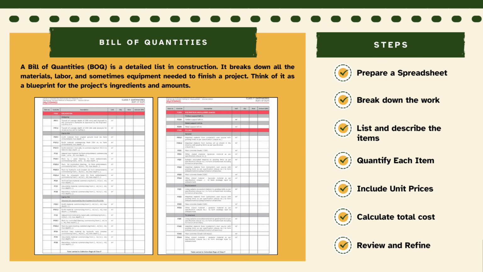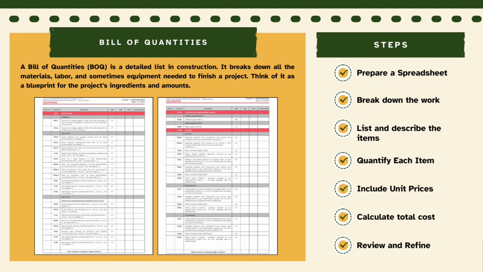Divide the project into smaller, more manageable work units or phases so that it's easier to identify and quantify the materials and labor required for each stage. Third, list and describe items. For each work unit, list all the materials, labor categories, and potentially equipment needed. Fourth, quantify each item. Carefully determine the exact amount of each material, labor hours, or equipment needed to complete each work unit. Steps 5 and 6 are optional items. You may include or not include them.